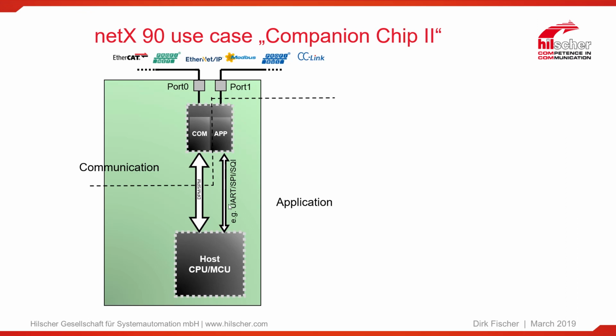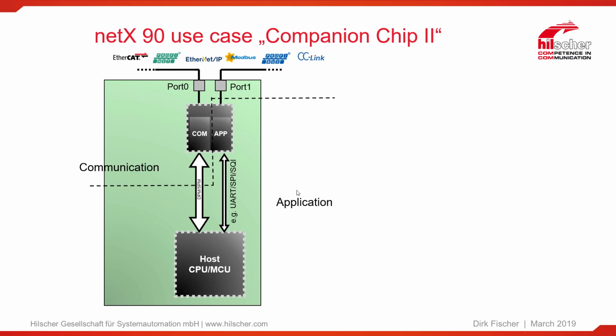You can use UART, SPI, SQI, so there are a lot of different communication interfaces available. And the communication side, the protocol stack, is still controlled by the external host controller via the same interface as explained before. So you can use a parallel or serial connection and talk to the protocol stack. The application side inside netX 90 cannot access the COM side here. So this is clearly separated. Only one application can talk to the protocol stack.